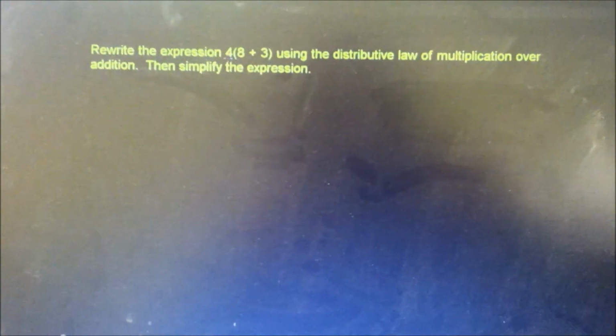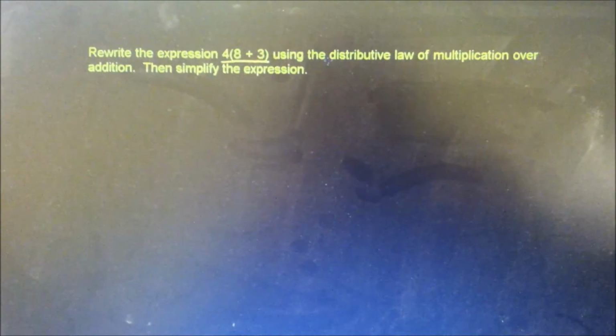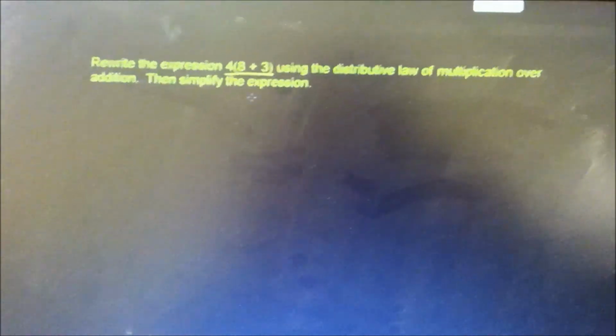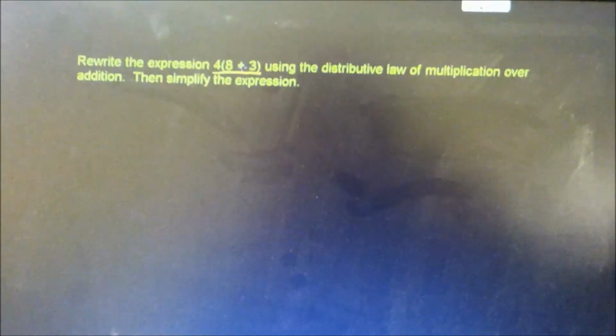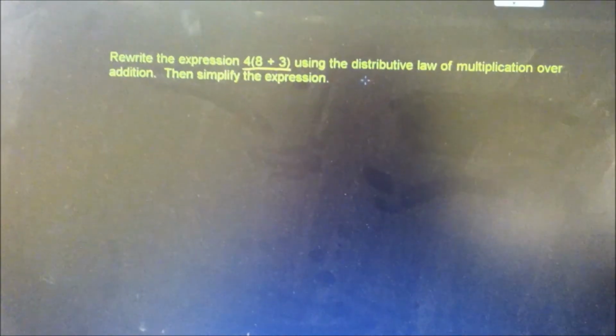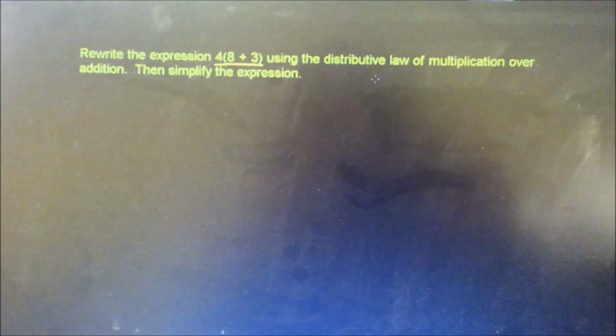Rewrite the expression 4 times, then in parentheses we have 8 plus 3, using the distributive law of multiplication over addition. Then simplify the expression. So let's just try to solve this or evaluate this expression, and then we'll talk a little bit about the distributive law of multiplication over addition, usually just called the distributive law.